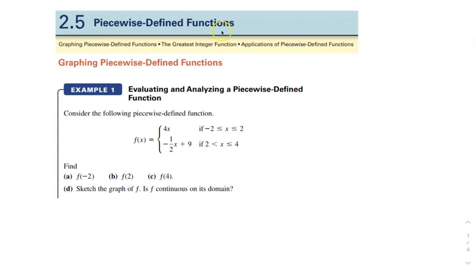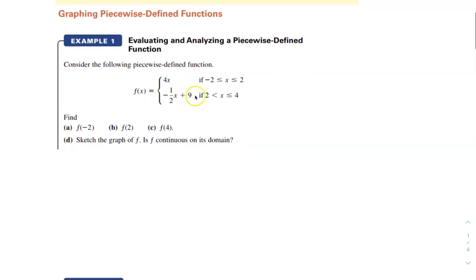Piecewise defined functions. So first we're going to talk about how to graph piecewise defined functions. So here's the piecewise defined function. It's a graph done in pieces. There's this top piece here and this other piece here. For this top piece, that's only defined from -2 to 2. And then for the bottom one, it's only defined from 2 to 4. In between 2 and 4.